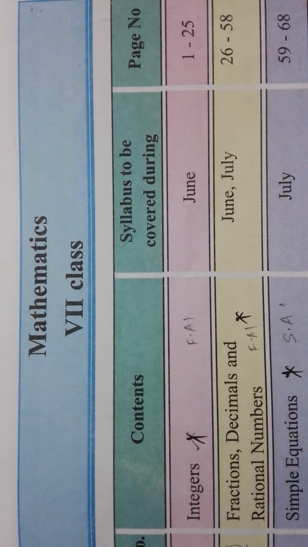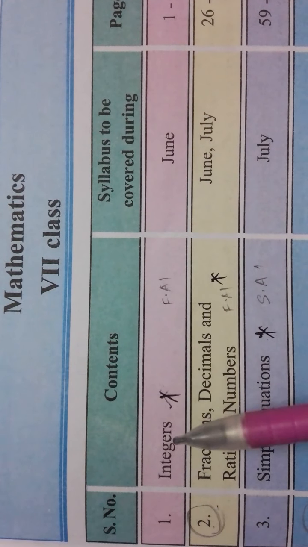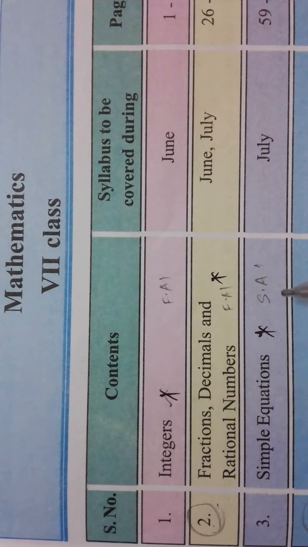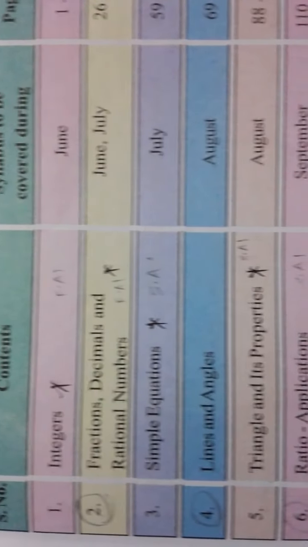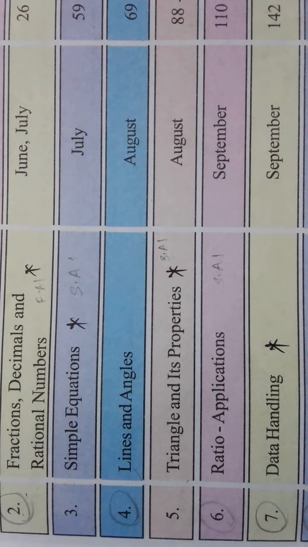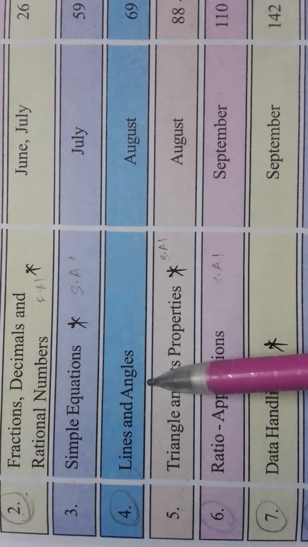Good morning, children. Today, let us discuss what is our summative assessment portion. If you have your textbooks open to the content page, here you can see that chapters 1 and 2 were given for FA1 and chapter 3 was given for SA2. The chapters which are not given for any of the assessments will be taken for your summative assessment too. So lines and angles is not covered for any test.